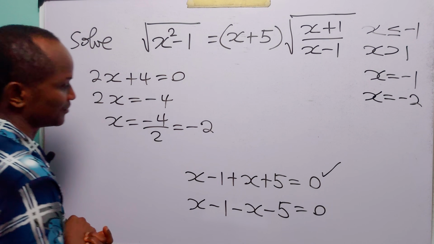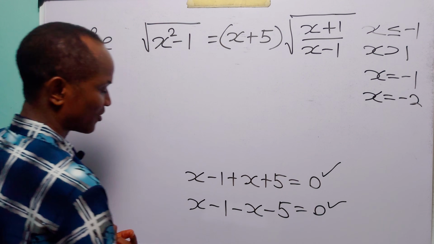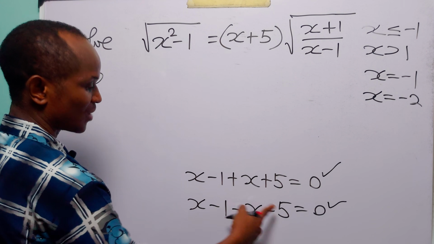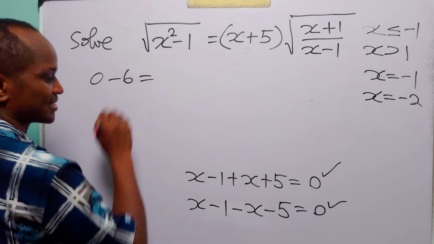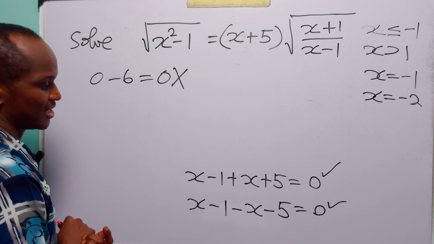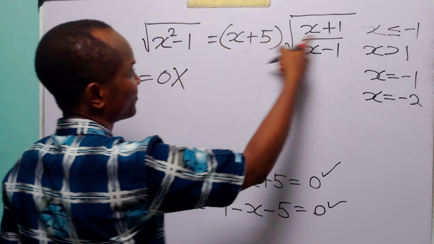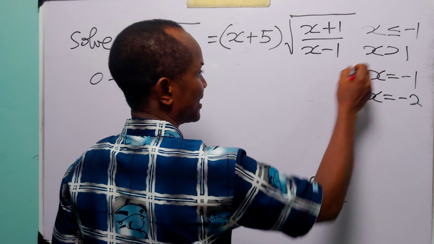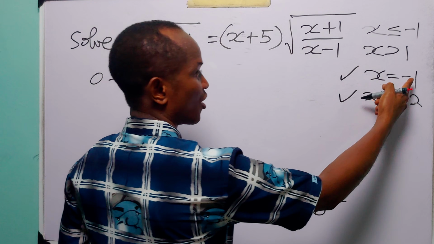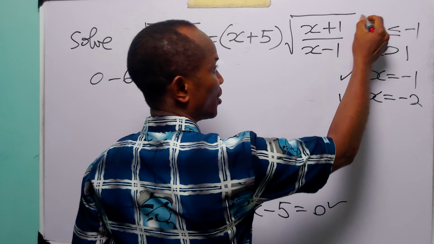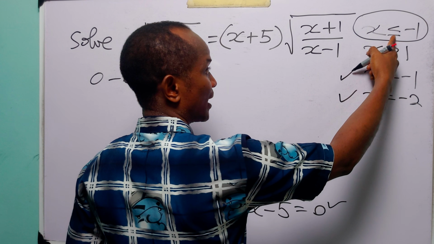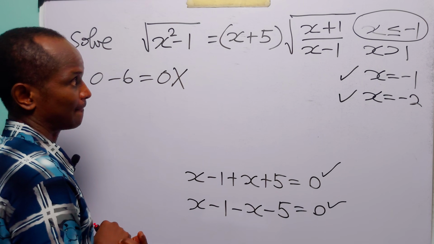And when we look at the second equation, we have x minus x, which is equal to 0. Then we have minus 1 minus 5, which is equal to minus 6, and this is equal to 0. Now, this equation really does not make sense. So the only two values of x that satisfy this radical equation are x equal to minus 1 and x equal to minus 2. Of course, you can see that both of these values of x fall within this range. They are both less than or equal to minus 1.